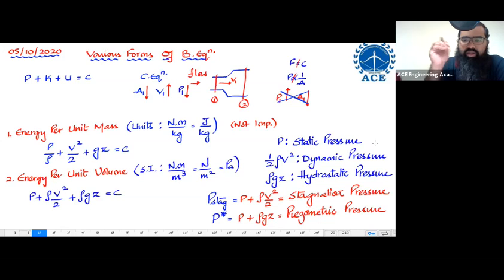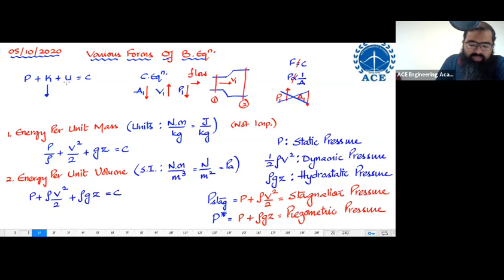Now, what is dynamic pressure? Imagine when you are moving, the person in front of you suddenly gets blocked. Someone is blocking him. The moment someone blocks him, his kinetic energy is going to decrease. If his kinetic energy decreases, some other energy is supposed to rise up.